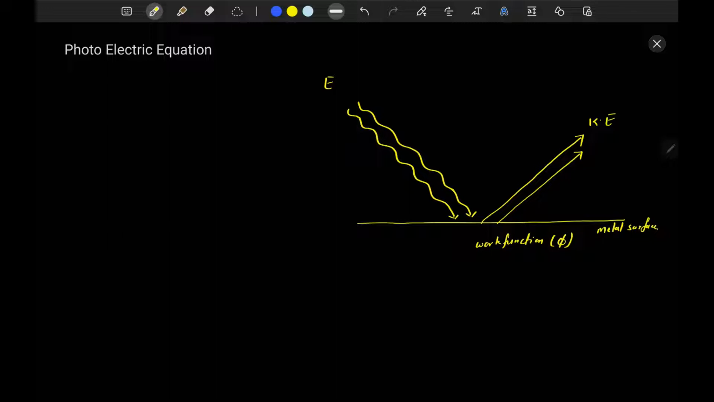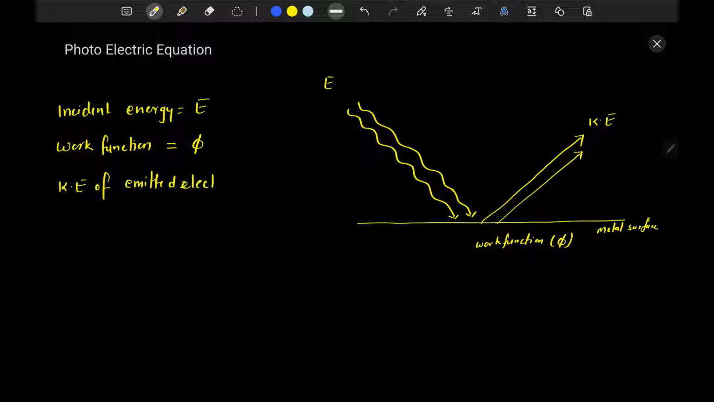So here the incident energy is denoted by E. Incident energy is equal to E. This is the energy of radiation being incident on the metal surface, and the metal surface absorbs some energy called work function to emit the electrons, and the emitted electrons will have some energy, that is kinetic energy.